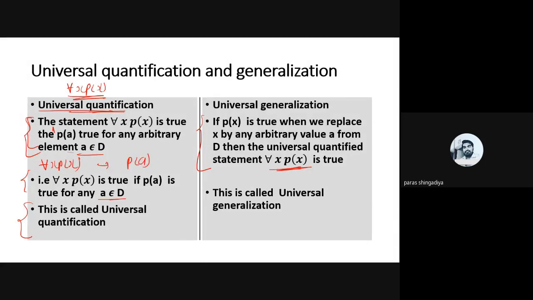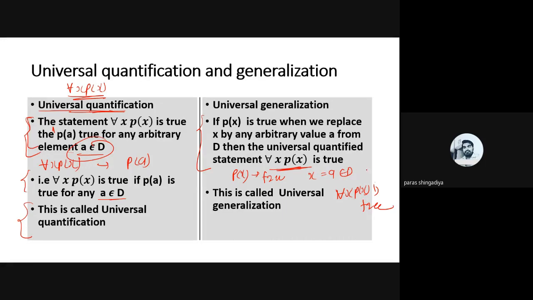Okay, every x P(x) is true, and based on this result we can say that P(A) is true for any arbitrary element A belongs to D. Okay, and now here it is the reverse thing. If P(x) is given to be true, and then we replace x by A, any A belongs to D, then based on that we can say that every x P(x) is true.